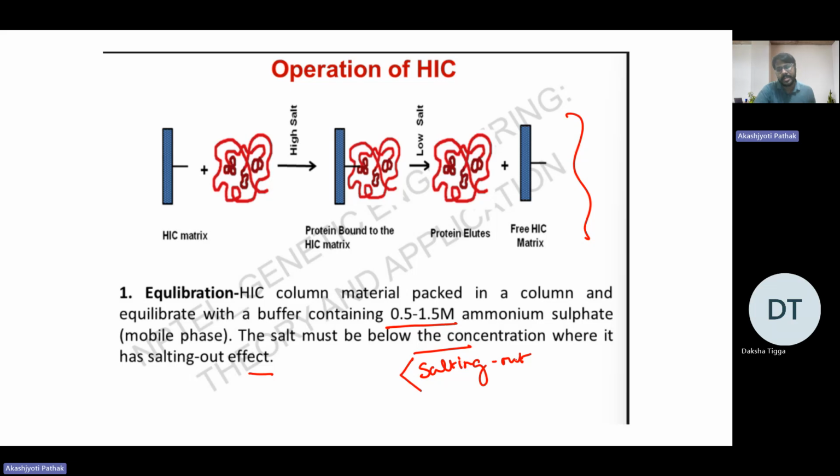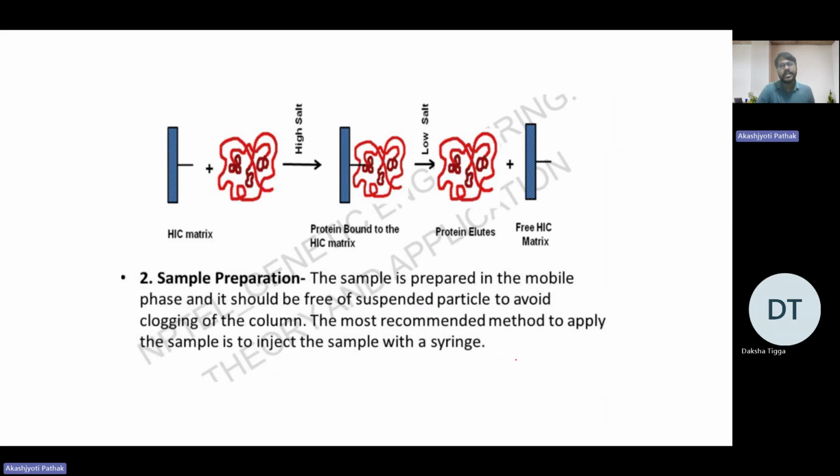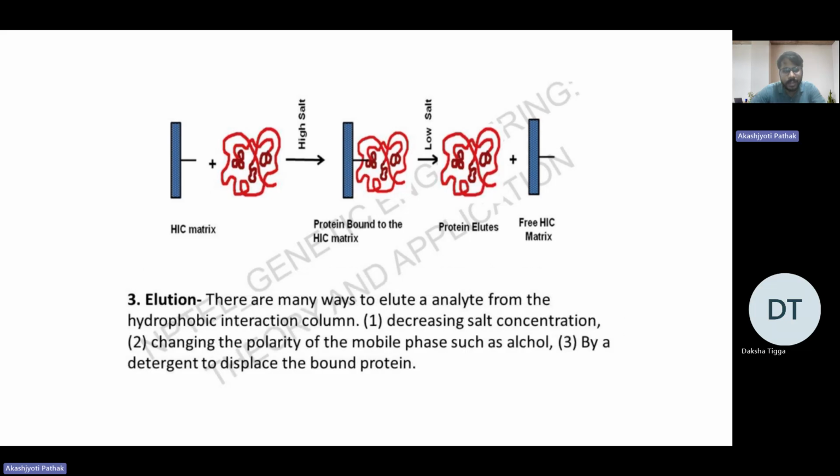Because at this concentration, the hydrophobic patches of the protein will get exposed and they will remain bound to your matrix. The sample is prepared in mobile phase and it should be free of suspended particles to avoid clogging of the column. The most recommended method to apply the sample is to inject it with a syringe. The sample that you are injecting, you have to either filter it or spin it to remove the precipitate that is present.